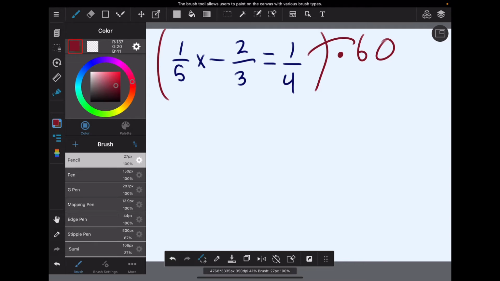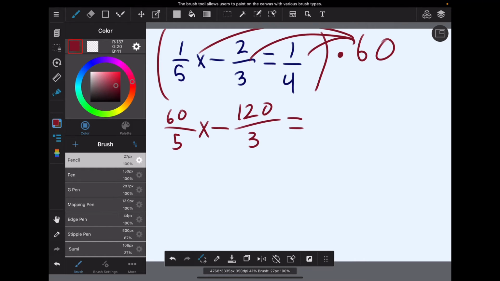So 60 times 1/4, 60 times negative 2/3, and 60 times 1/5 x. And here's what you get before you reduce the fractions. 60 over 5x minus 120, because 60 times 2 right there, 120 over 3 equals 60 over 4.